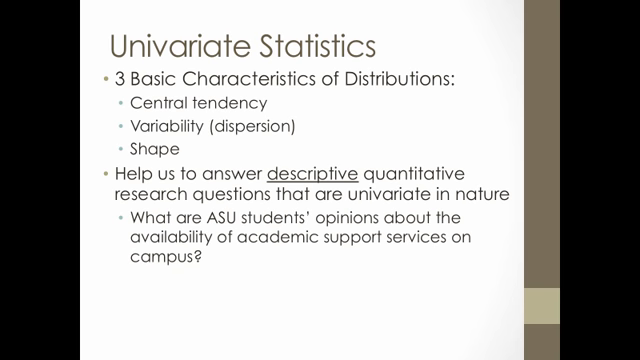So what are some examples of those kinds of research questions? So first of all, let's say we wanted to know, what are ASU students' opinions about the availability of academic support services on campus? So the single variable that we're interested in here is opinions of academic support services. Maybe we'll measure it in a couple of different ways. Maybe we'll ask about tutoring. Maybe we'll ask about what else? Technology, several different dimensions on that. But really what we're interested in is just one overall variable, the idea of academic support services. We're not looking at relationships among variables, right? Just one variable. So that's a descriptive research question that's univariate in nature.